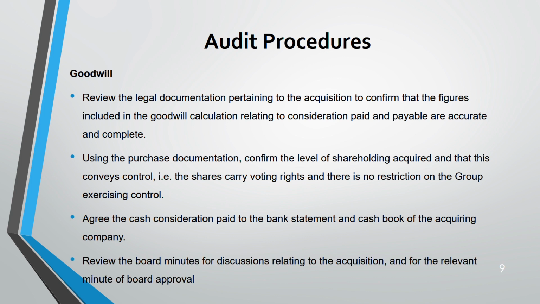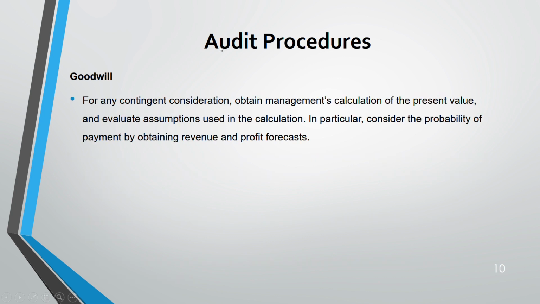Again, as I told you, acquisition. So board minutes will be there. You review the board meetings because they must have discussed the acquisition there. And whether the board has approved it or not will be in the minutes of the board, because before any acquisition takes place, the board has to approve it. Next, we are moving on. That one was for cash consideration. That is easy. Check your cash book and bank statement.